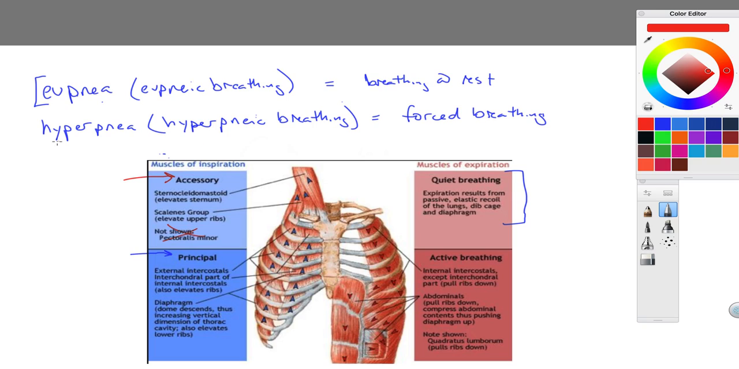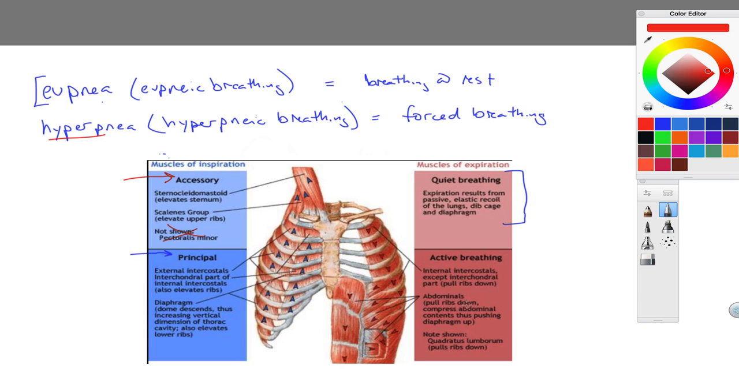In our hyperpneic inspiration. Now, you'll note in active, and this is their term for hyperpneic or forced breathing, active breathing, in active exhalation, I should say, we're going to have to add muscles now. And so we're going to pull the ribs downward. We're going to use the internal intercostals to do that. And we're also going to contract all of the layers of the abdominal muscles.